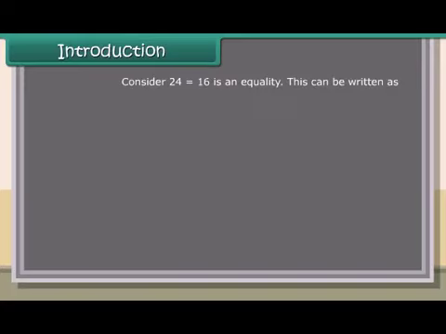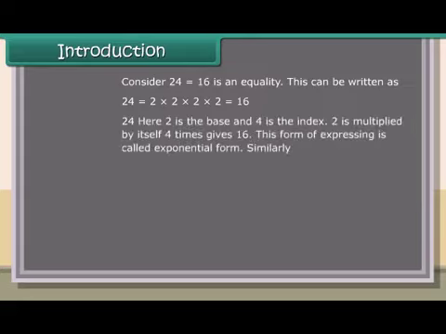Consider 2^4 = 16 is an equality. This can be written as 2^4 = 2 × 2 × 2 × 2 = 16. In 2^4, 2 is the base and 4 is the index. 2 multiplied by itself 4 times gives 16. This form of expression is called exponential form.